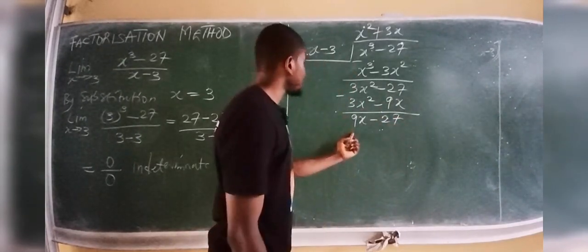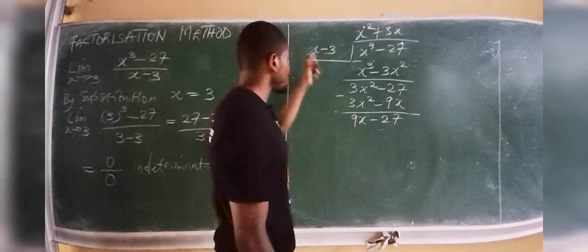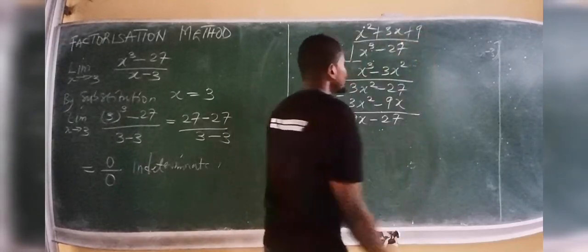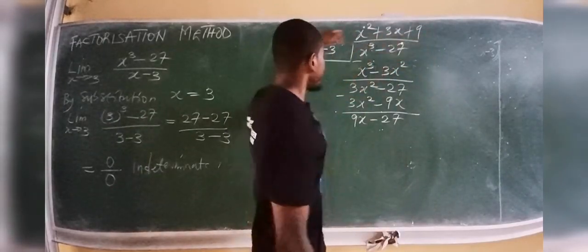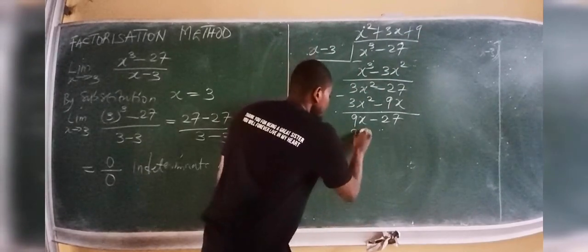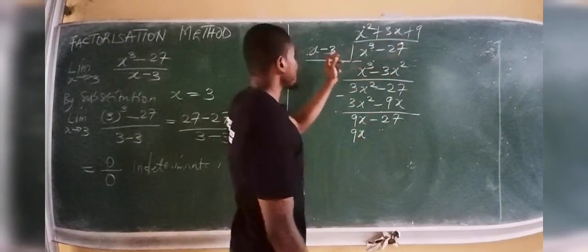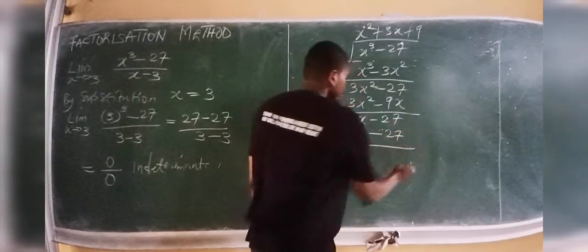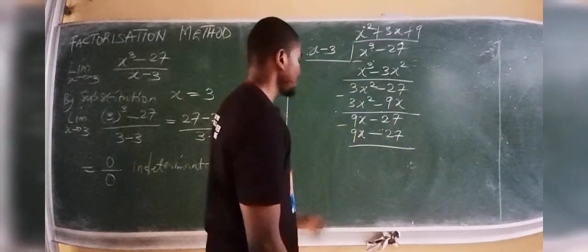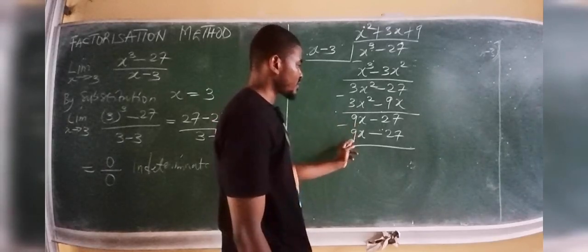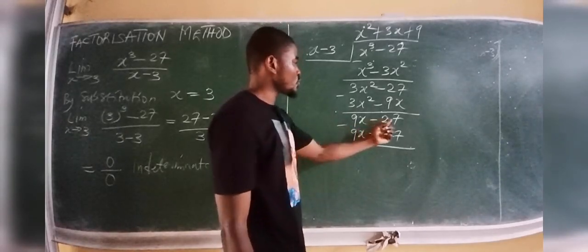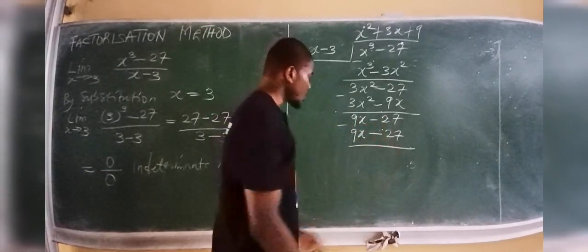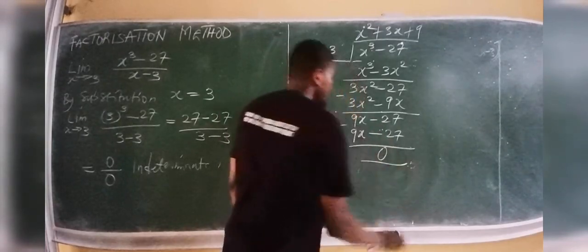Okay, 9x can still go into x. 9x goes into x, the x cancels out, I'm left with plus 9. So you fall back again, plus 9 multiplied by x gives me 9x, plus 9 multiplied by minus 3 gives me minus 27. So you rule and you attach your negative sign. 9x minus 9x is 0. Also take note, minus 27 minus minus 27 becomes minus 27 plus 27, which is actually 0. So the remainder is 0.